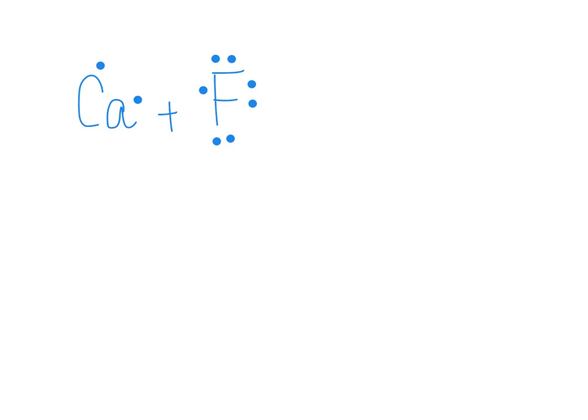Fluorine wants to take one and fill its valence shell. So calcium can give up an electron to fluorine, but then it's still got one. So you need 2 fluorines.